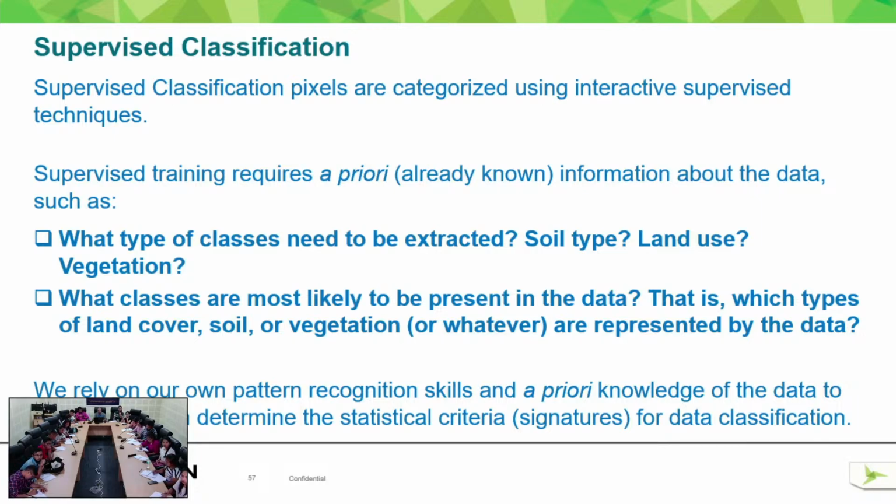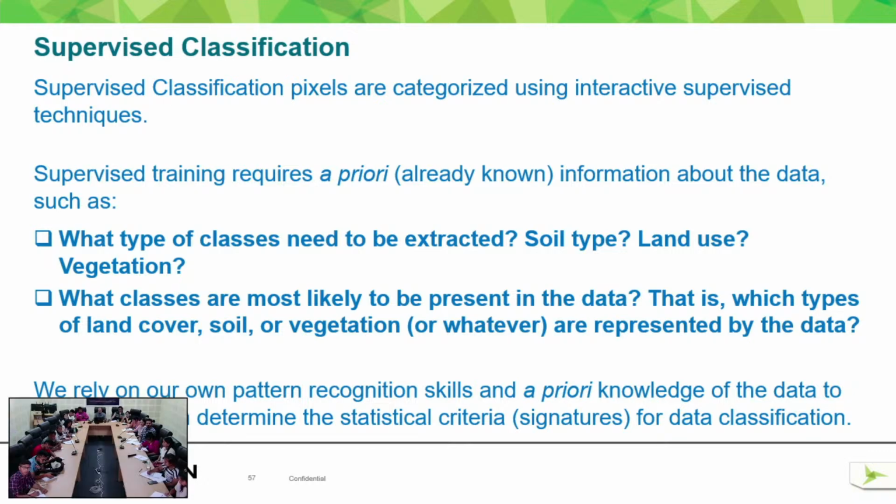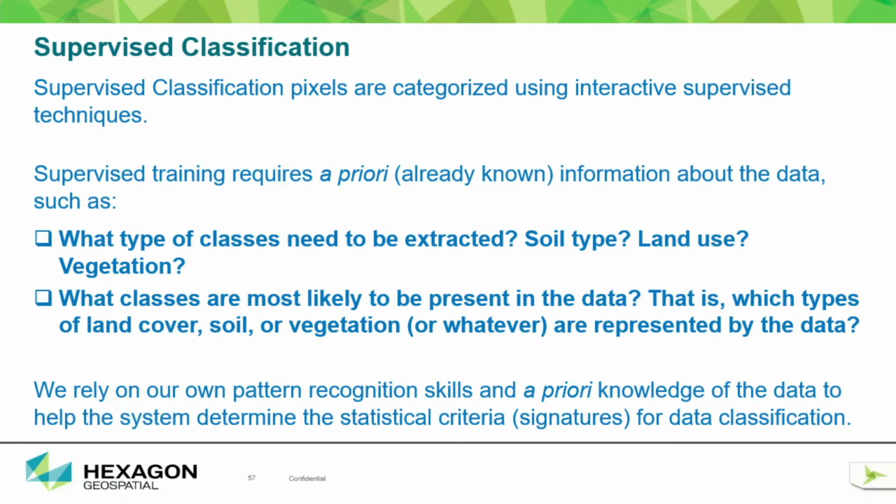Now I will come to the supervised classification. Supervised means we have some knowledge about the study area, and we know the ground features of the study area, that these parts are coming from vegetation land, and these are the soil types, land use, vegetation. So here supervised training is required.